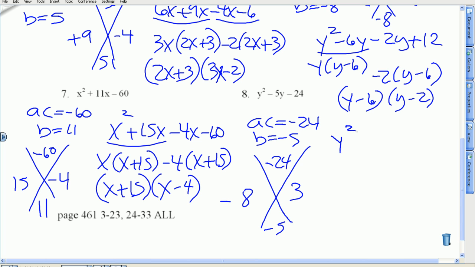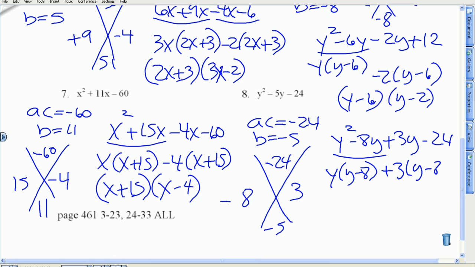So y squared minus 8y plus 3y minus 24. Take the GCF out of the first two terms. Take the GCF out of the last two terms. And the final answer is y minus 8 times y plus 3.